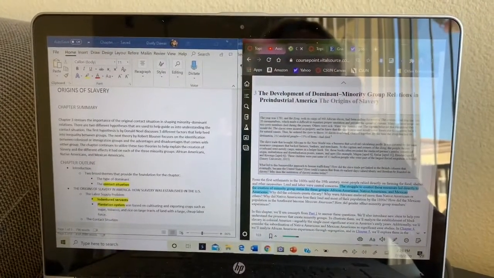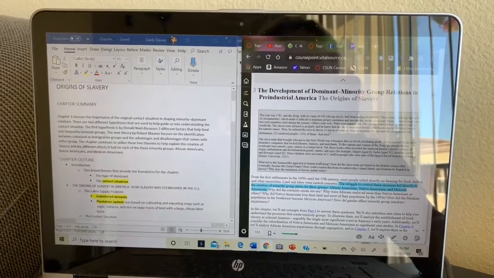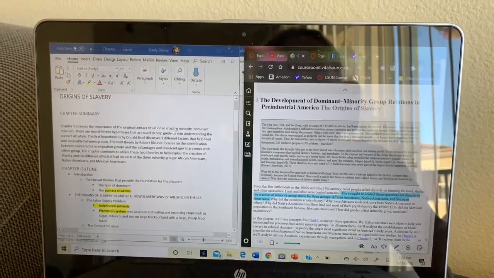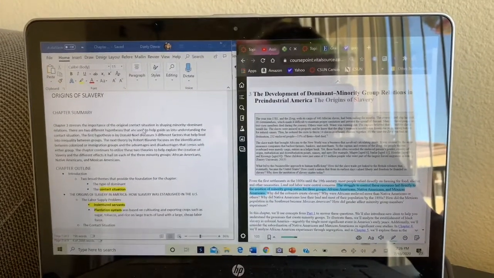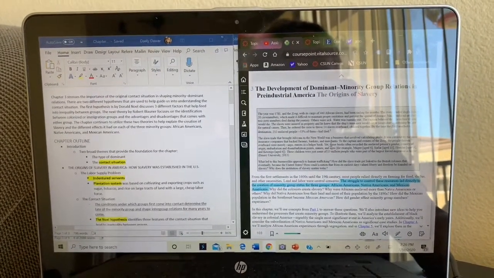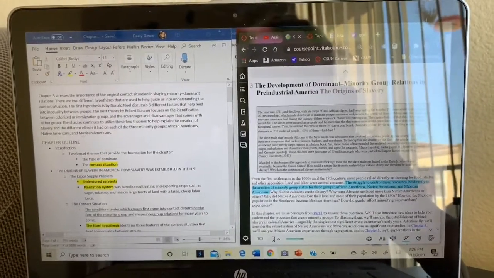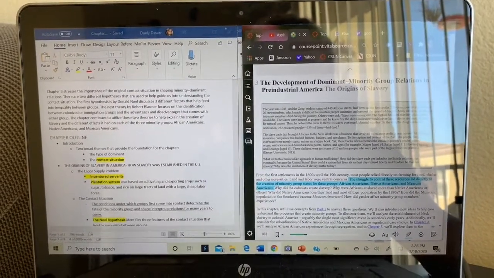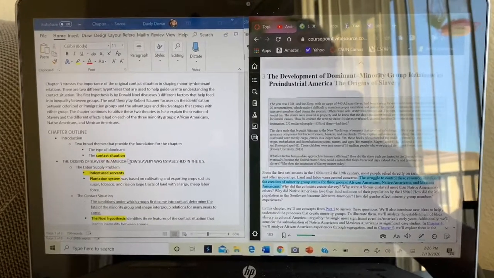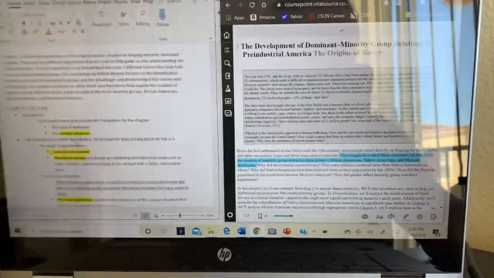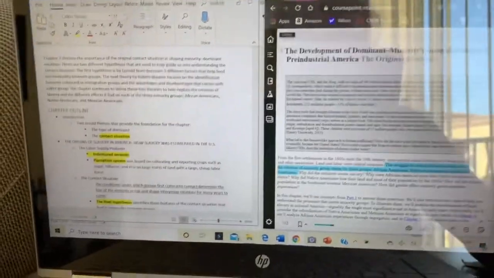So on the left here is the outline that I created. I first took a few minutes to summarize the chapter, and then throughout the outline, I made bullet points, and especially during the beginning of the chapter, it has a lot of key terms, so I went ahead and highlighted those. I'm the type of student that highlights a lot.